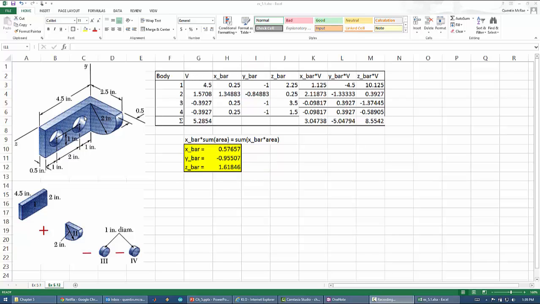Which means that our x bar is 0.57, so it's a little bit out here in empty space. Y bar is minus 0.9, so it's not quite halfway down. It's kind of somewhere up here. And the z bar is 1.6, so the centroid is kind of here-ish. And there you go.